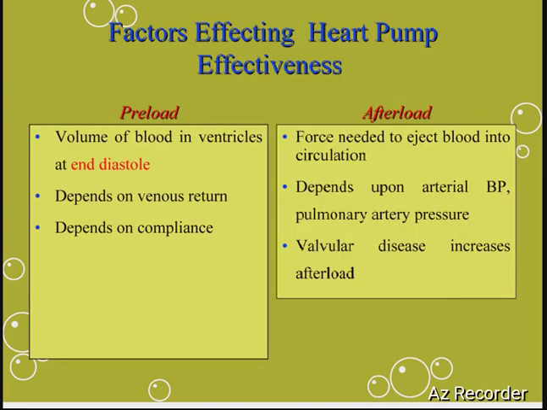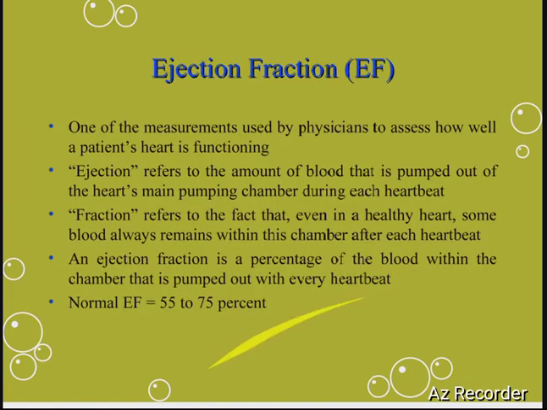Factors affecting the heart pump effectiveness. In preload, there is the volume of blood in the ventricles in diastole. It may depend on the venous return and on the compliance. In the case of the afterload, it is the force needed to eject the blood into the circulation. It depends upon the arterial BP and pulmonary artery pressure. Valvular disease increases the afterload.